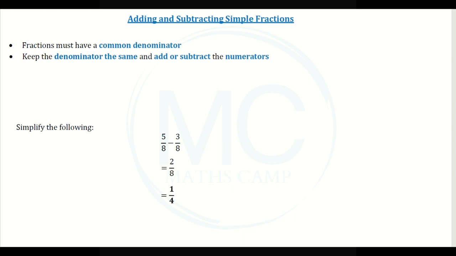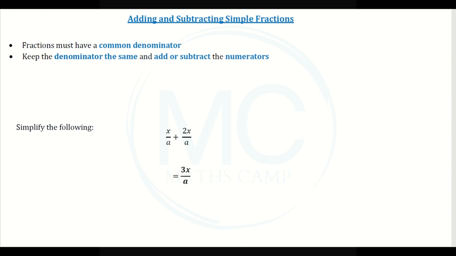The idea also applies to algebraic fractions. x over a plus 2x over a. Our denominator is a, so we can put that in over here. x plus 2x gives an answer of 3x.